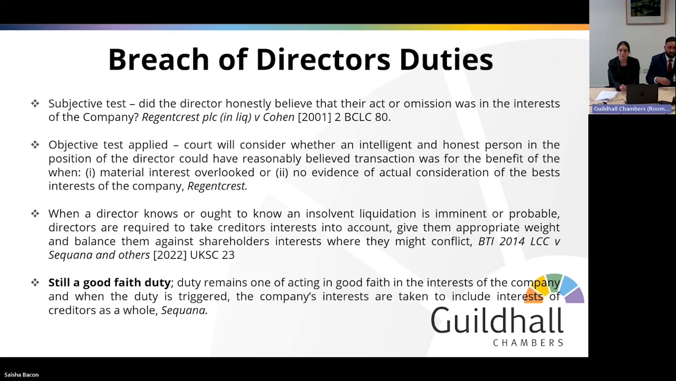We then also have the creditor's interest duty that can apply. So when a director knows or ought to know that an insolvent liquidation is imminent or probable, directors are required to take creditors' interests into account, give them appropriate weight, and balance them against shareholders' interests where they might conflict. Now, Section 172 is still a good faith duty. The duty remains of acting in good faith in the interests of the company. It's simply that when the duty is triggered, the company's interests are taken to include the interests of creditors as well.